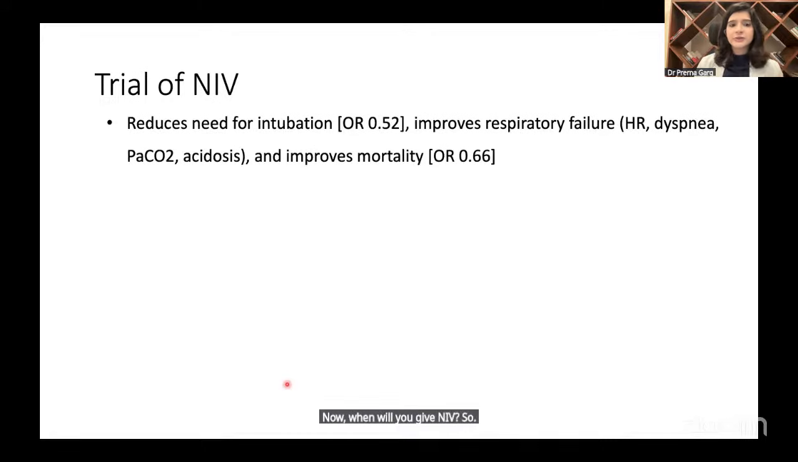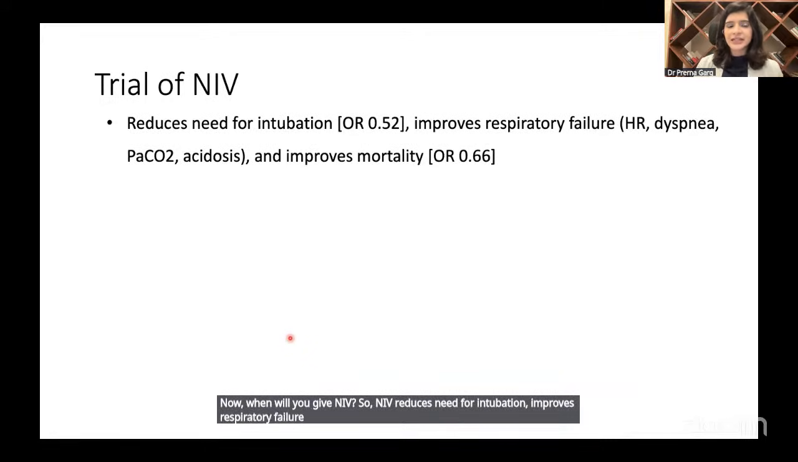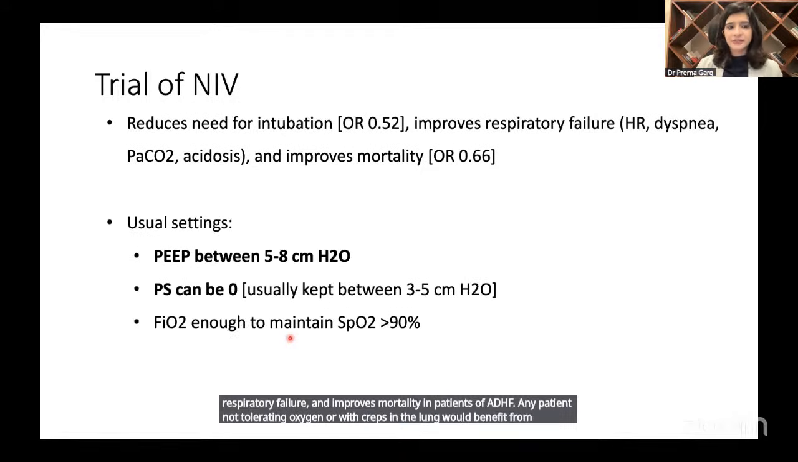Now, when will you give NIV? NIV reduces need for intubation, improves respiratory failure, and improves mortality in patients of ADHF. Any patient not tolerating oxygen or with creps in the lung would benefit from a trial of NIV. These patients usually need a persistent pressure. They do not need a peak inspiratory pressure.